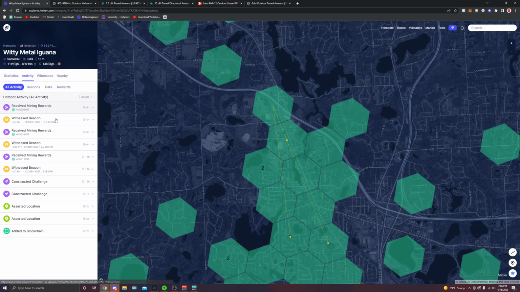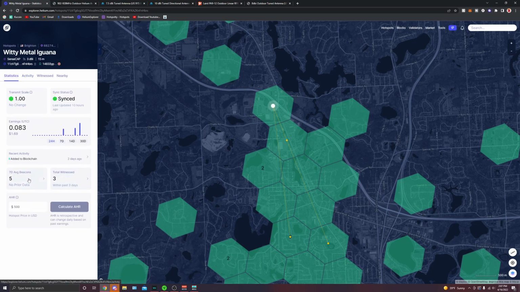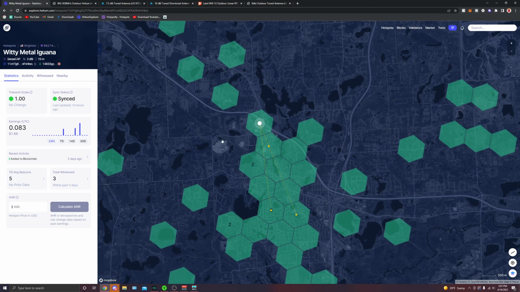It challenged, let's see, when did it challenge? It challenged 15 hours ago. So in 15 hours, I have 3 witnesses and 5 beacons. So I'm hoping this thing is going to do better than my other miner.